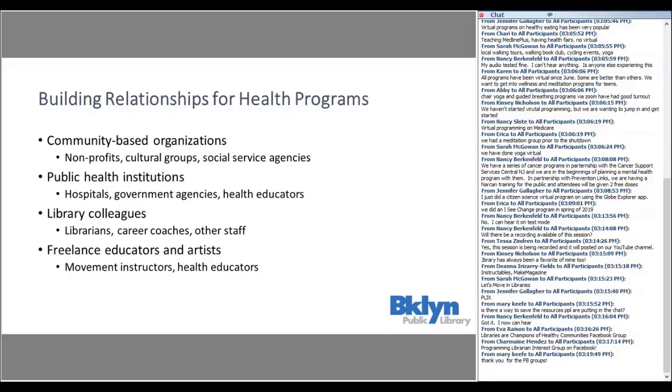We work really hard to build strong relationships with these partners. We find folks whose work aligns with or can strengthen our programming and service goals. So I think that this is important in general for public health librarianship, not just for planning programs. But what that means more practically for us when we started coordinating these programs is that we were relying heavily on 4 kinds of contacts: community-based organizations, public health institutions, our library colleagues, and freelance educators and artists. So those are people who have done generally paid programs for us in the past.